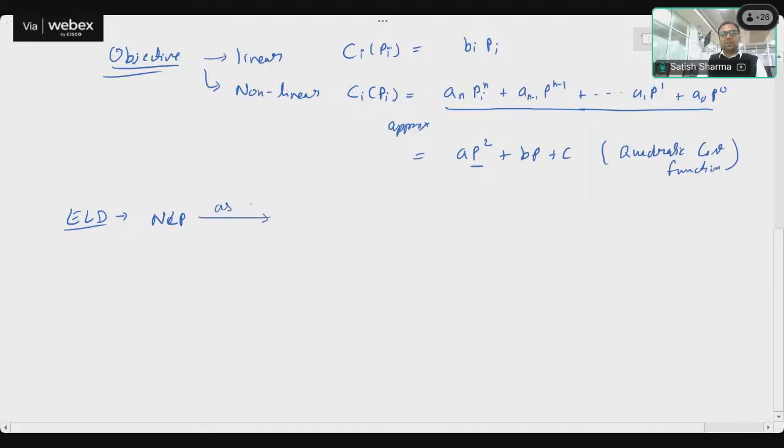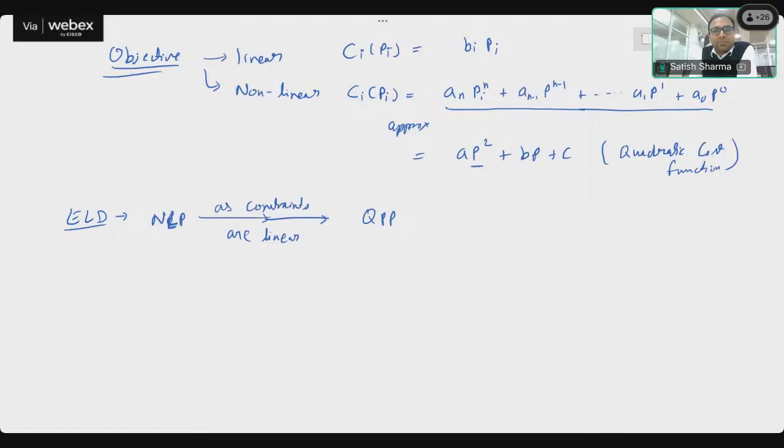and as the constraints are linear, it is also called a quadratic programming problem, which we covered earlier in the morning class. So it is a specific form of LPP, a linear programming problem. When all the conditions are linear, then it is called a quadratic programming problem, QPP.